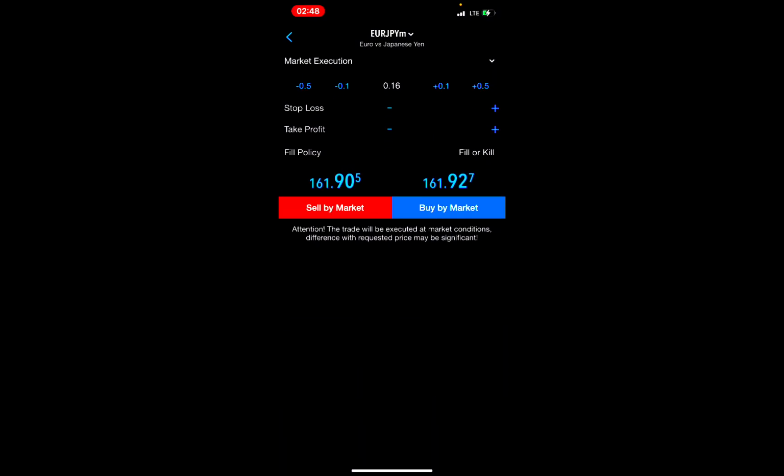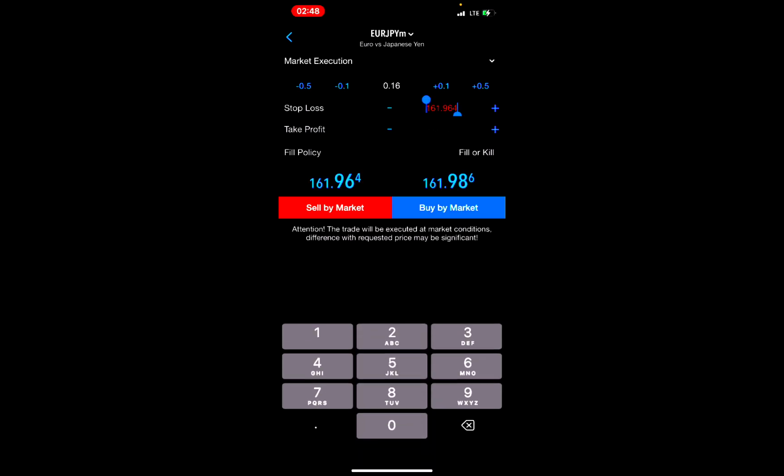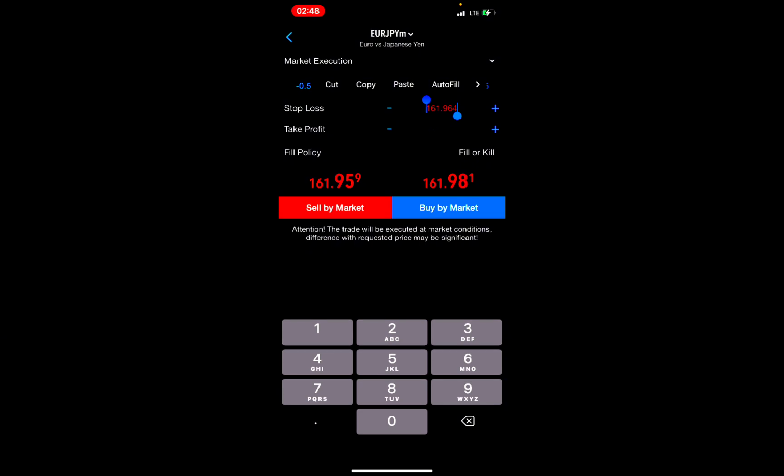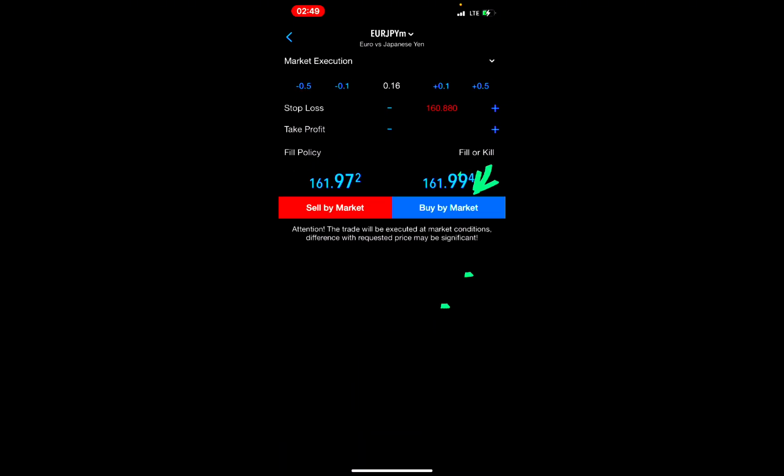So by this 0.16, we enter buy market. So let's do right here. But first we put in our stop loss that we calculated. So the stop loss was 160.88. Then we go to buy market.